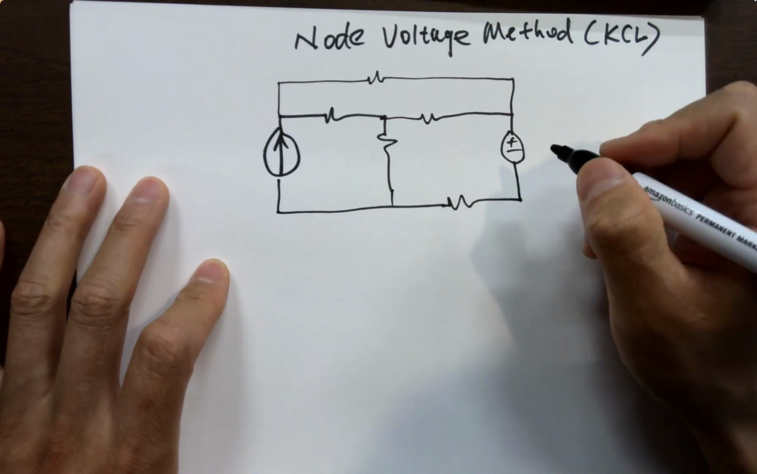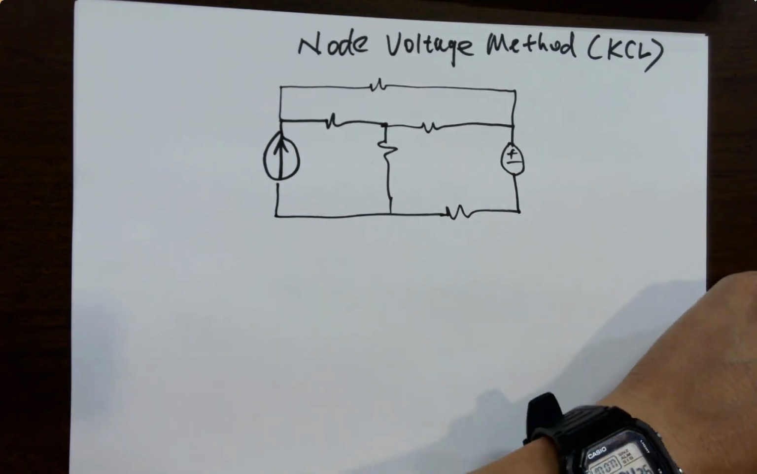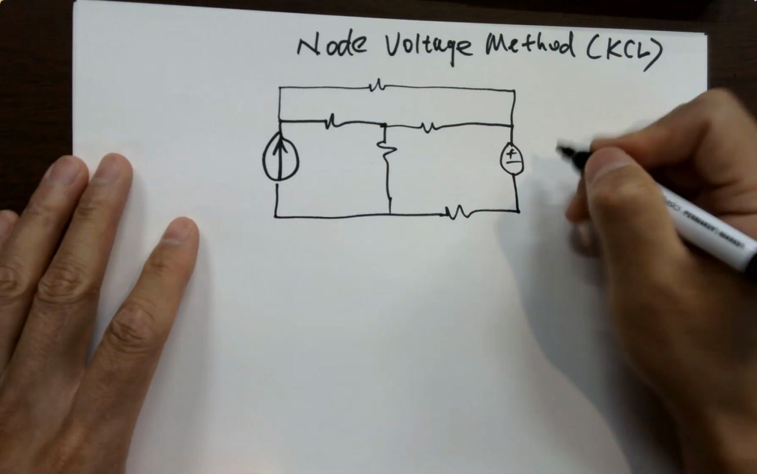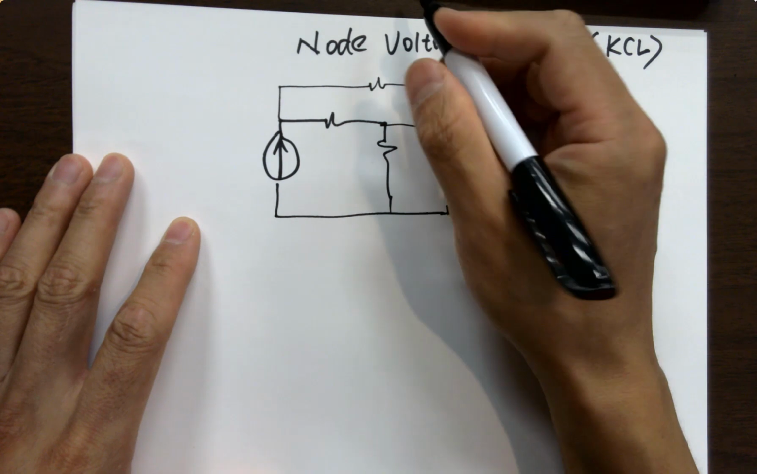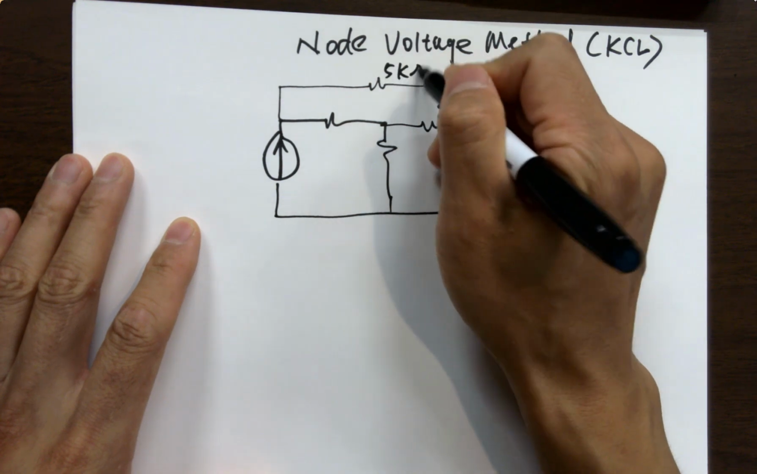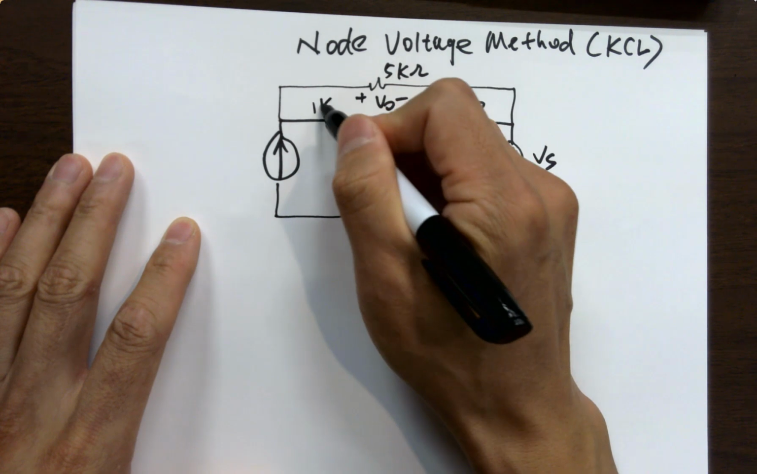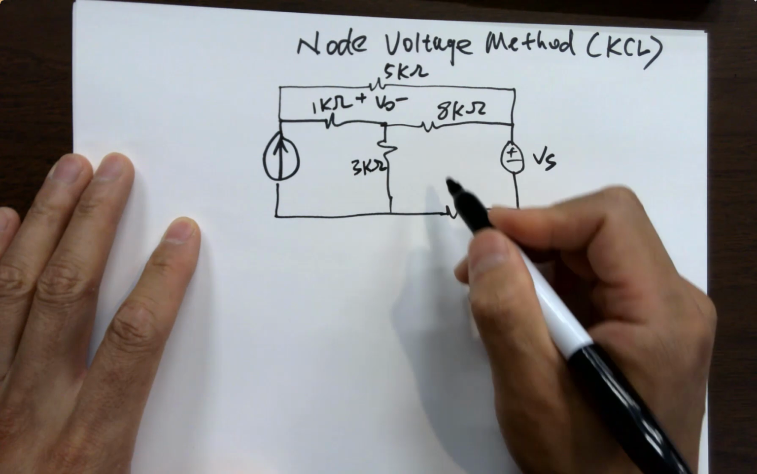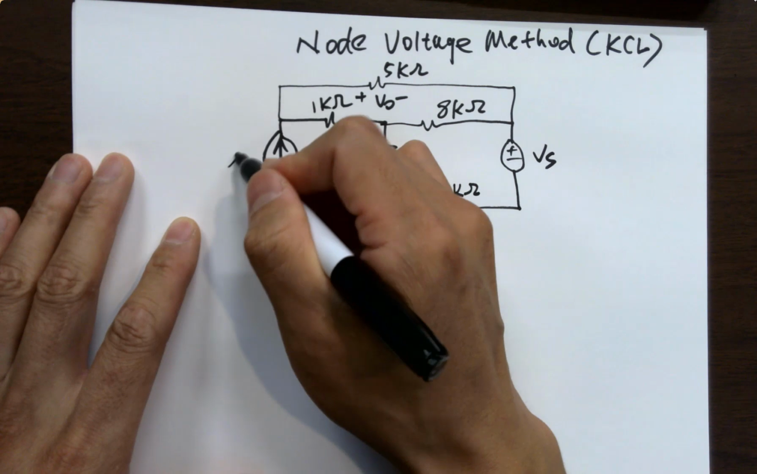Let's just assume this is VS, right? VS, and 8K ohms, 5K ohms, plus or minus VO, 1K ohms, 3K ohms, 2K ohms, IS.